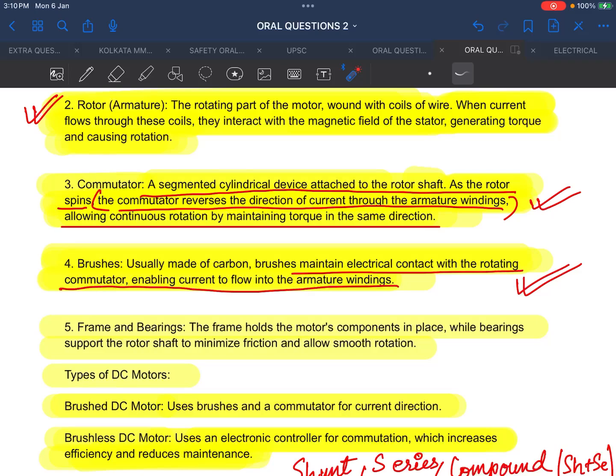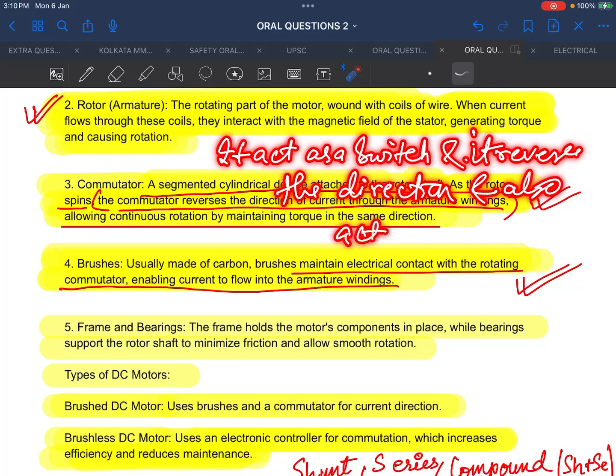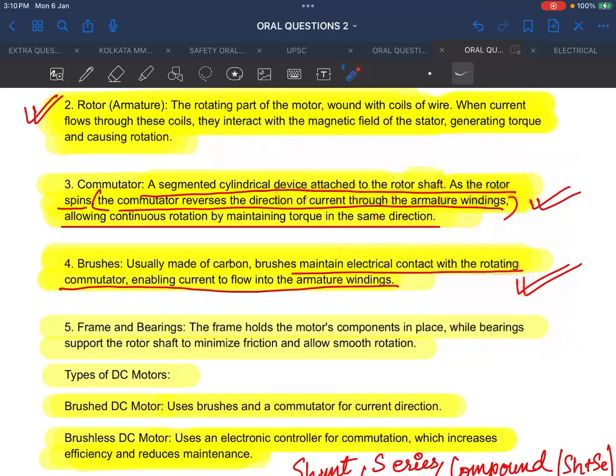So the main purpose of the commutator is that it acts as a switch. You can write it like this: it acts as a switch, and it reverses the direction. It reverses the direction and also acts as a rectifier, because it converts AC into DC. Okay, I will explain this later.